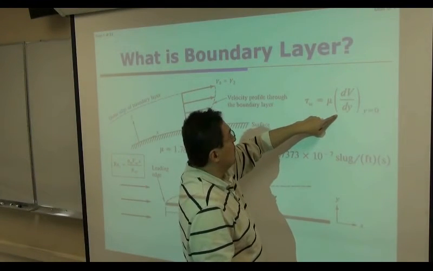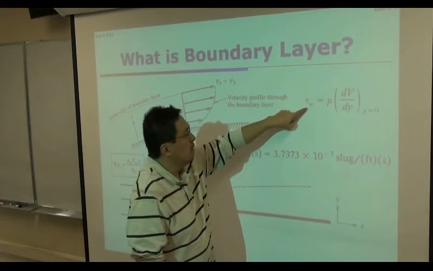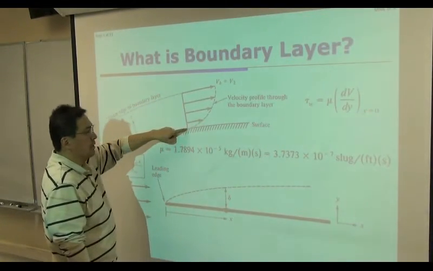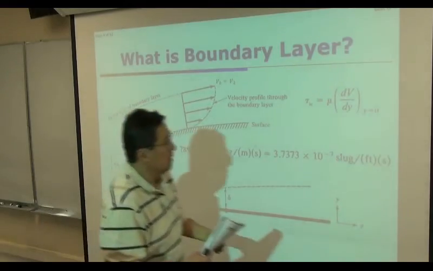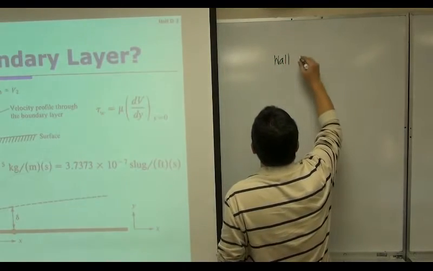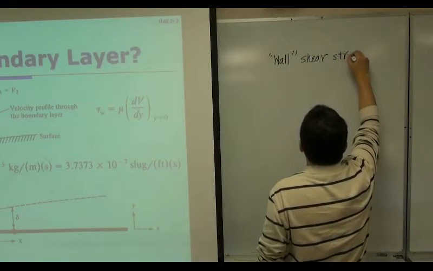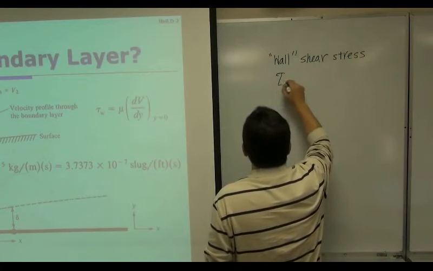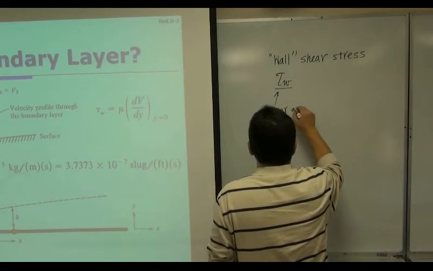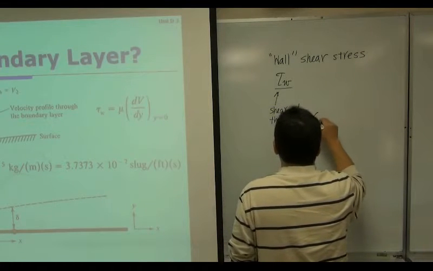Now, if you look at the velocity profile, based on the Newtonian fluid equation, viscosity times dV dy becomes tau wall. This is the shear stress. Shear stress is maximum right next to the wall. So this is called wall shear stress, tau W. This is the shear at the surface, something called the wall surface.